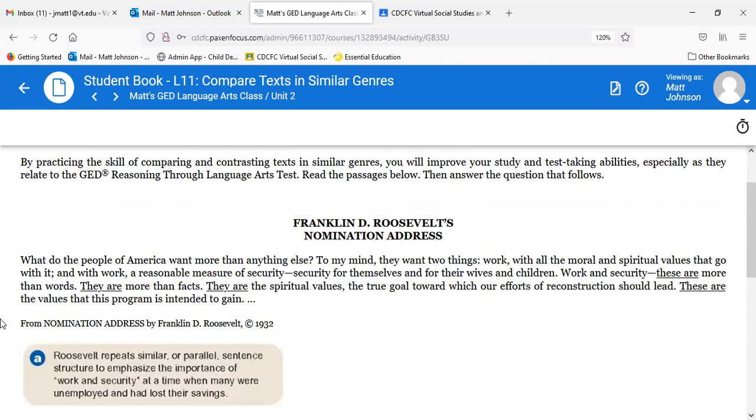What do the people of America want more than anything else? To my mind, they want two things: work with all the moral and spiritual values that go with it, and with work, a reasonable measure of security for themselves and for their wives and children. Work and security, these are more than words. They are more than facts. They are the spiritual values, the true goal toward which our efforts of reconstruction should lead. These are the values that this program is intended to gain.